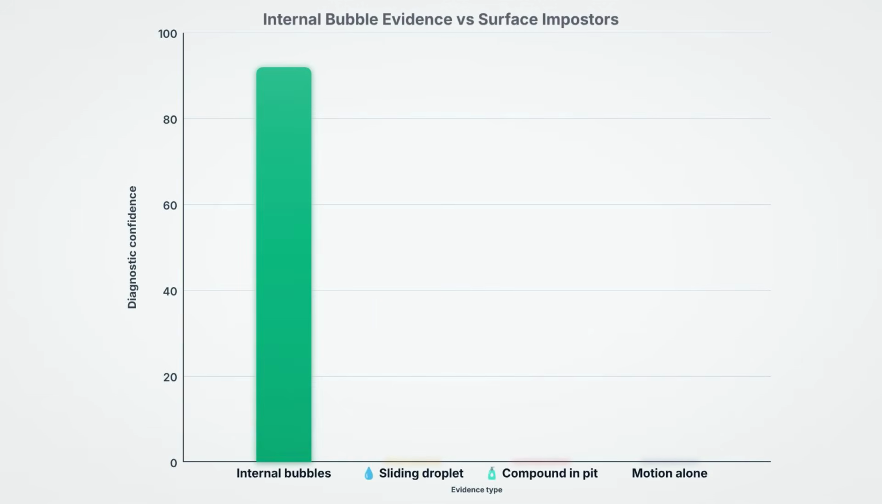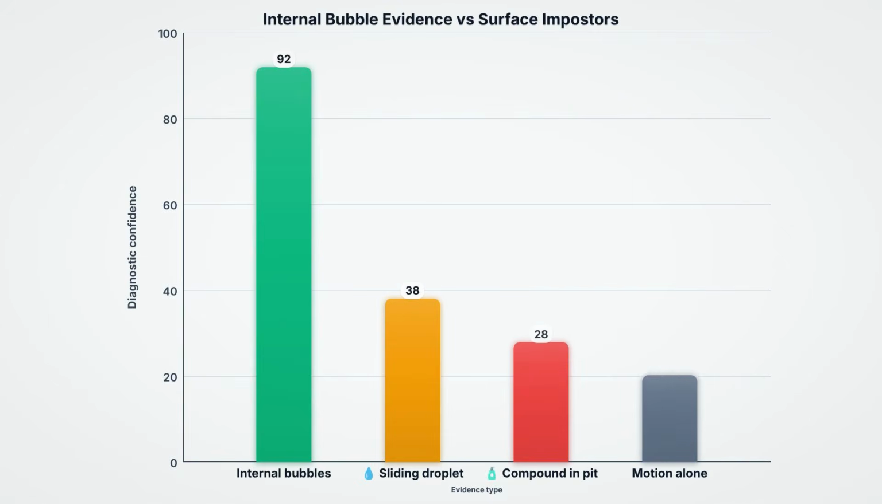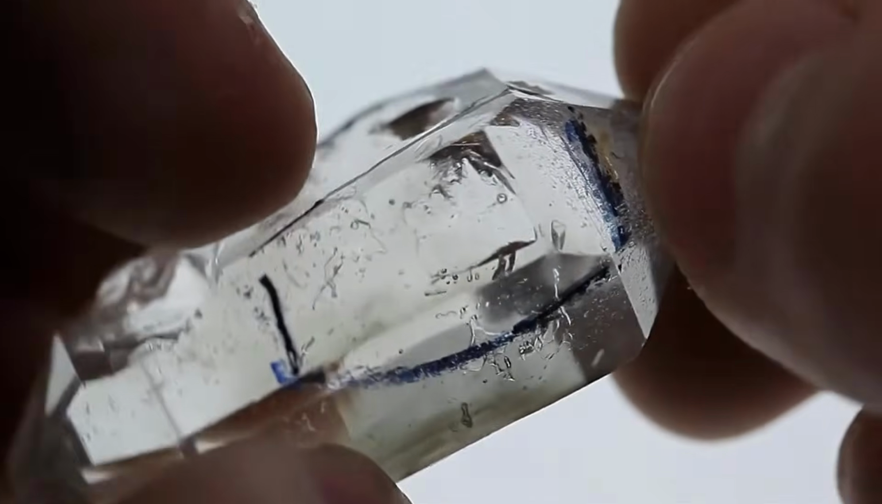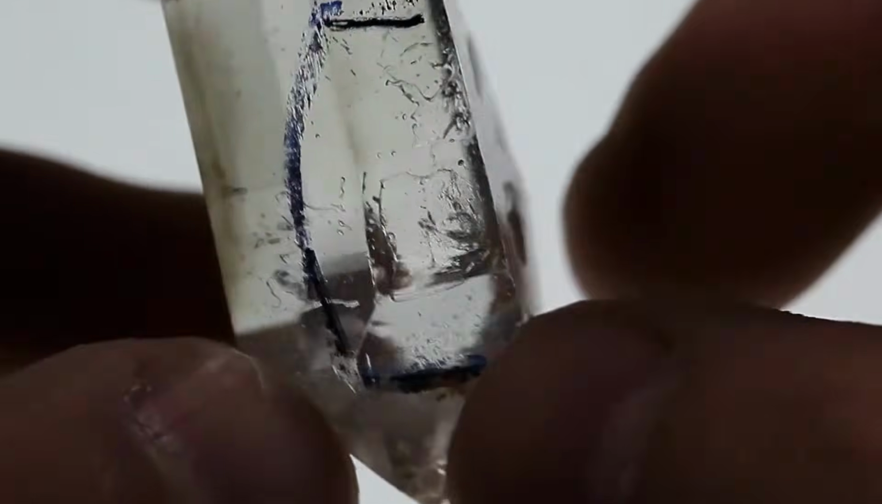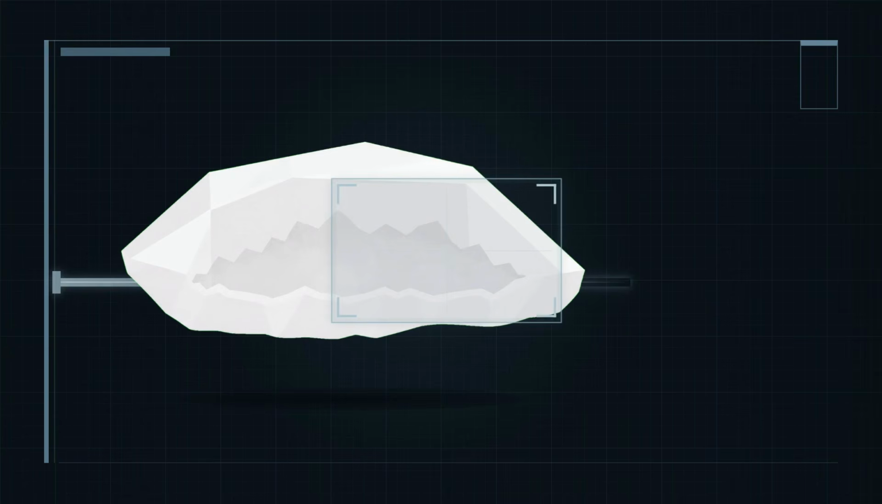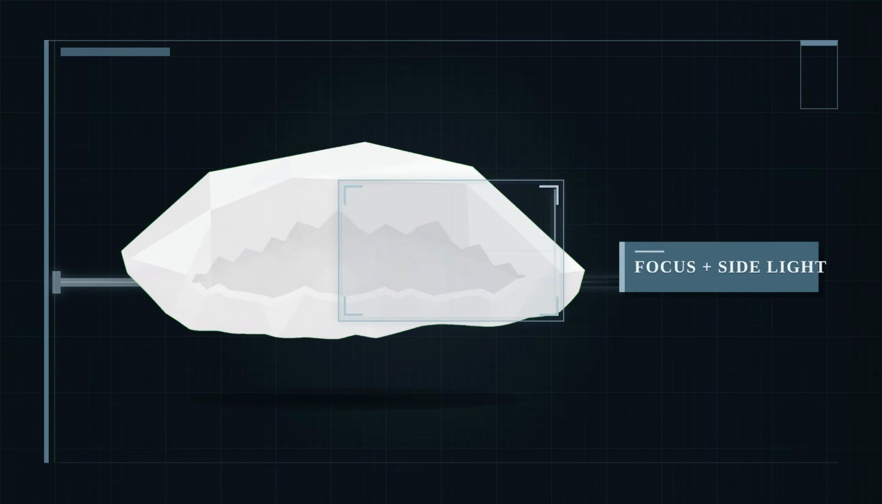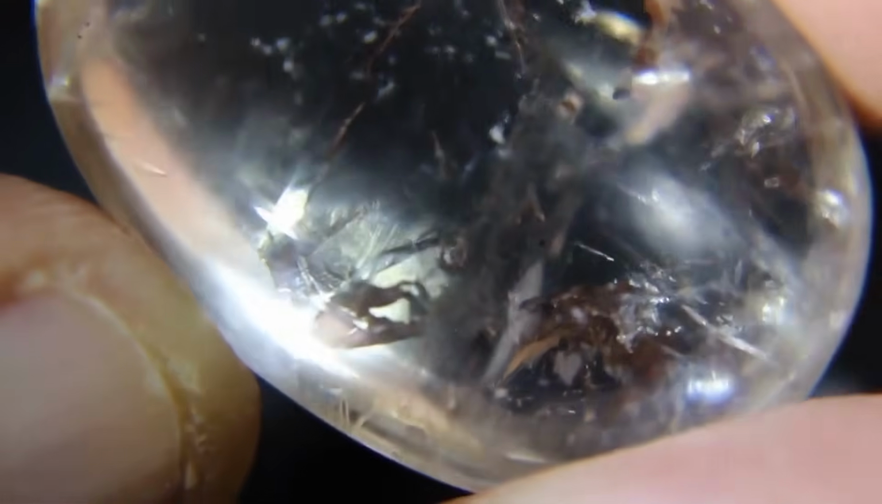A droplet on the surface can slide. Polishing compound can collect inside a pit. Adhesive can sit inside a repaired seam. A scratch or open fracture can look buried when the light hits it from the right angle. This is why the next test uses focus, side light, and parallax instead of force.